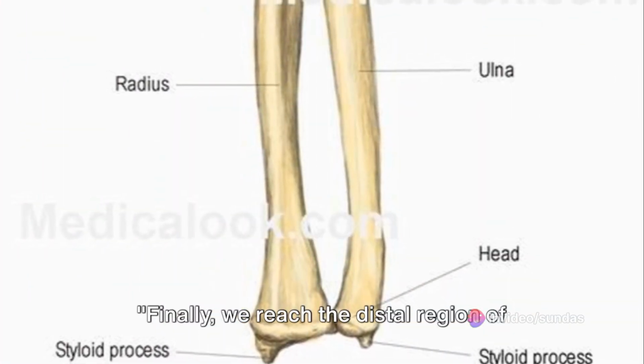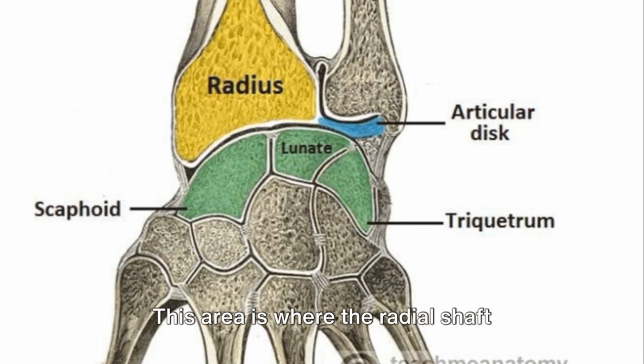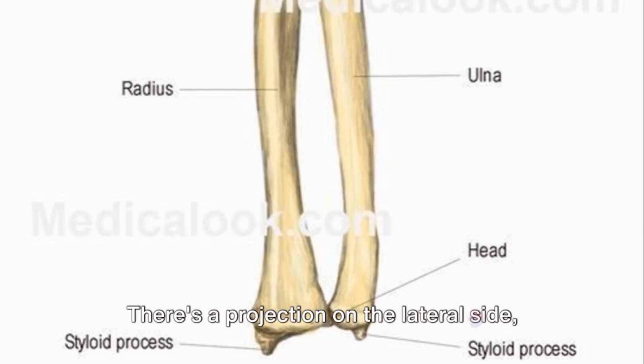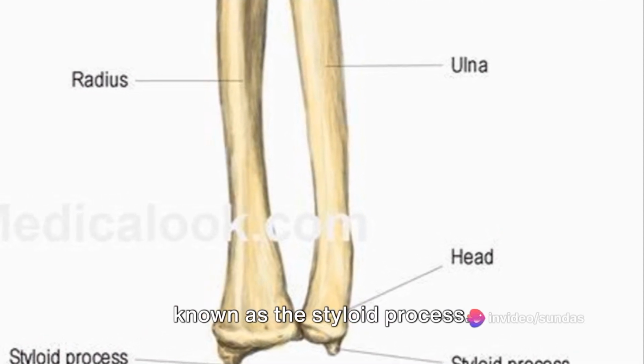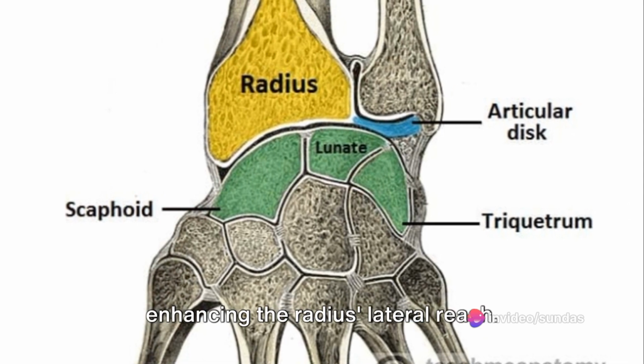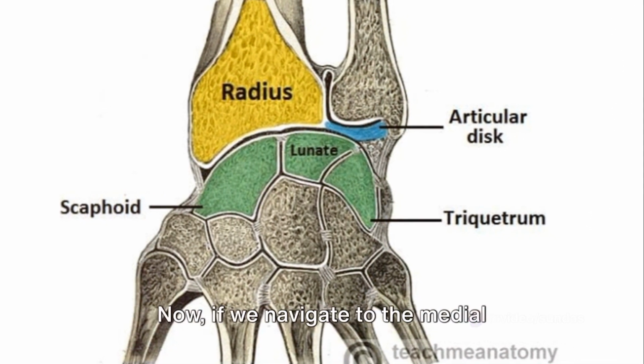Finally, we reach the distal region of the radius. This area is where the radial shaft expands to form a rectangular end. There's a projection on the lateral side known as the styloid process. This process sticks out distally, enhancing the radius's lateral reach.